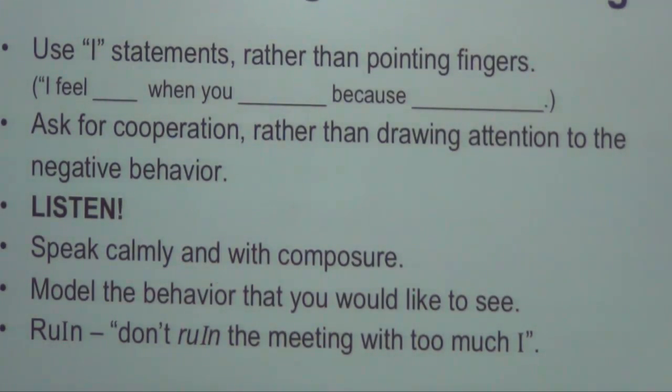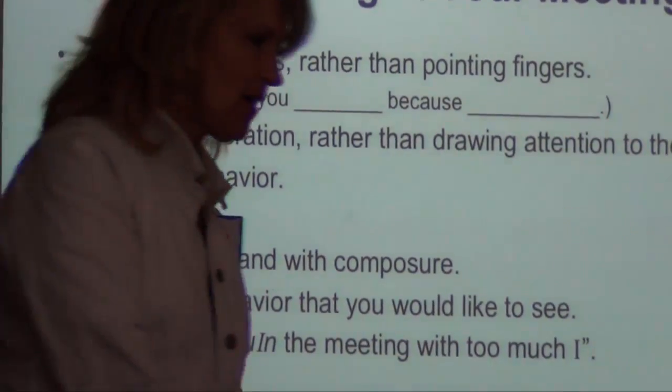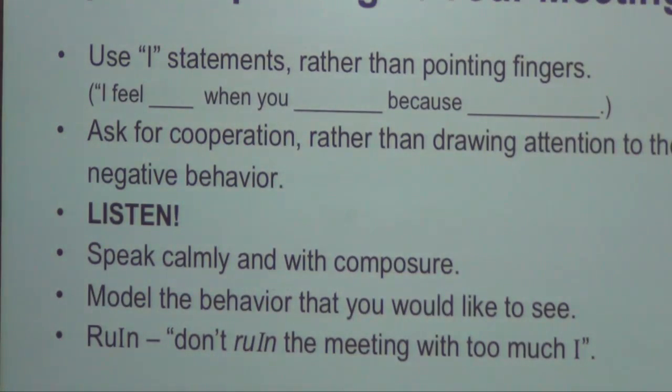All right, so I want you to think about a time that you had to offer something and how you would offer that. This is ad-libbing right now because I wasn't ready for this one. Tips for speaking at your meeting: using I statements.